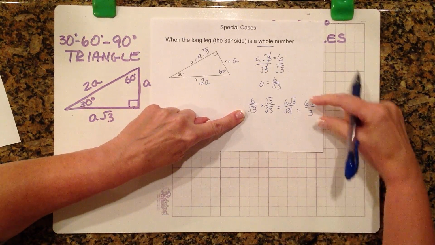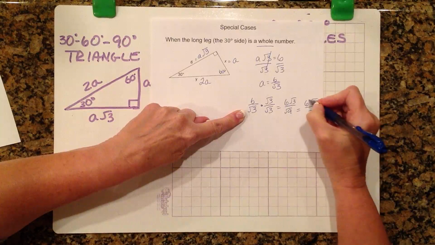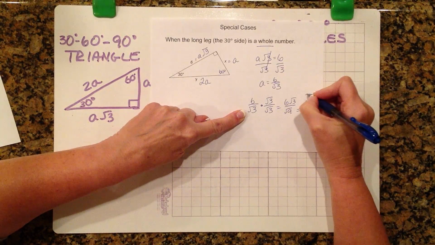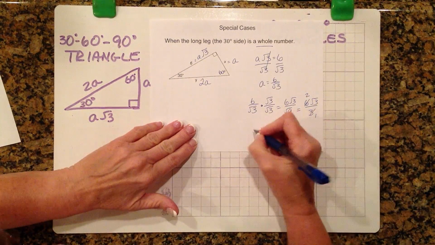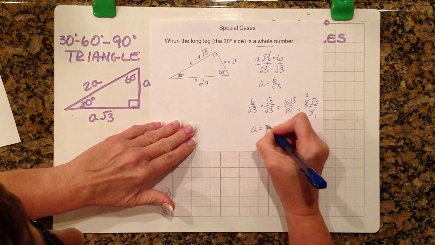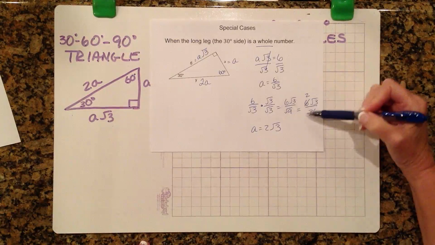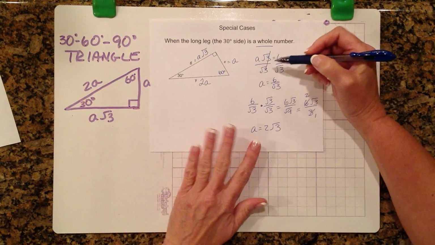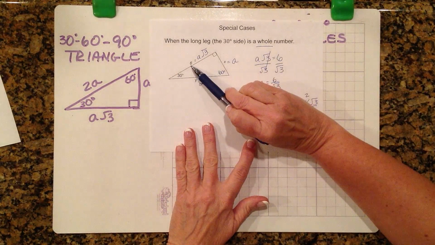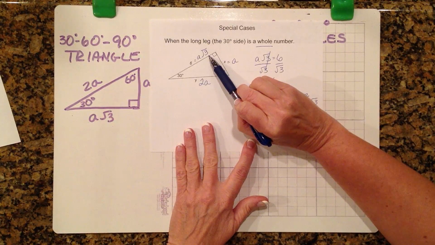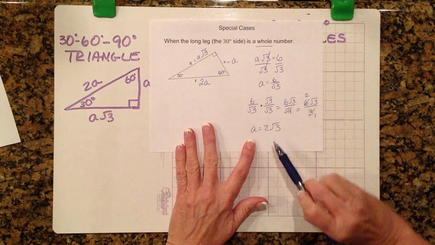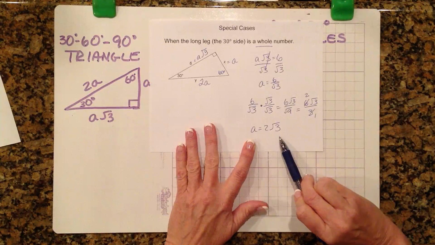Now I'm not through. I've got two whole numbers that have common factors. I can reduce that by 3. So my a value is 2 square root of 3. See how we went through the math to find out what a was. First of all, we had 6 over square root of 3. We solved for a, and our answer is 2 square root of 3.